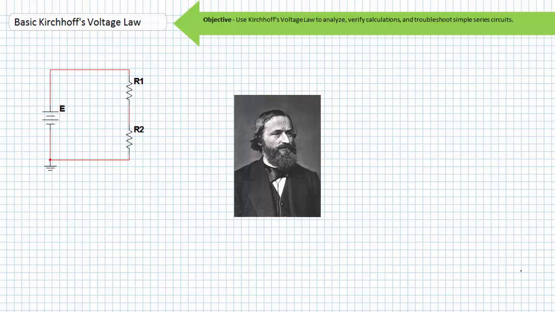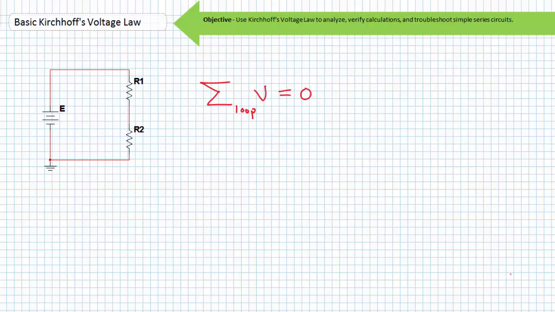The simple statement of what goes up must come down is reworded in Kirchhoff's memorable observation that the algebraic summation of the potential rises and drops around a closed path is zero. It may help to rephrase this ever so slightly and state that for any given loop, the sum of voltage rises equals the sum of voltage drops. What goes up must come down.